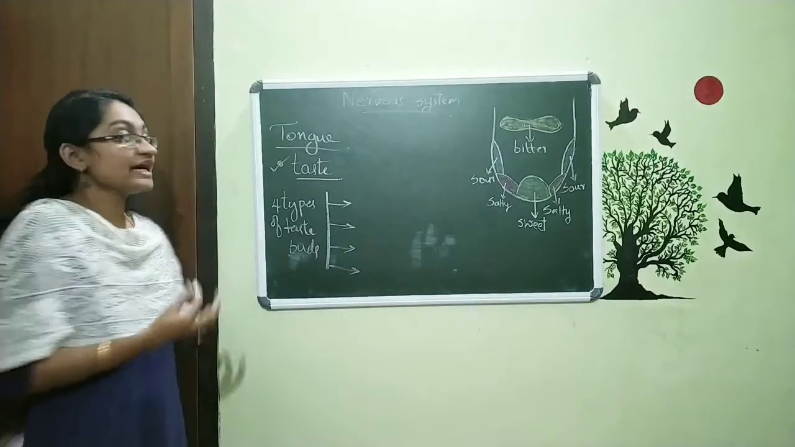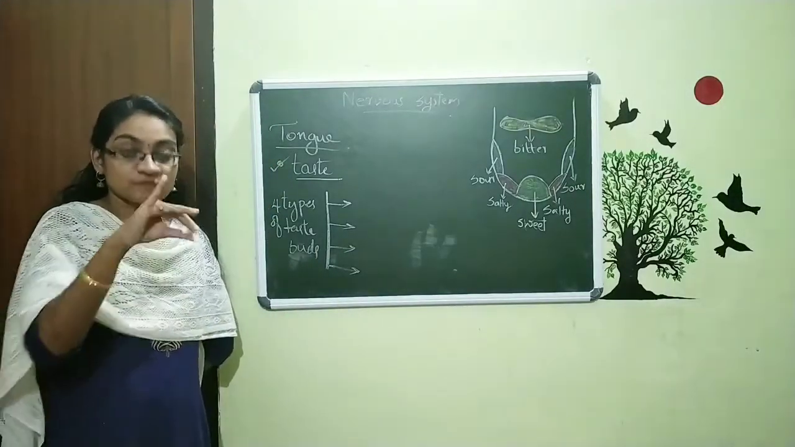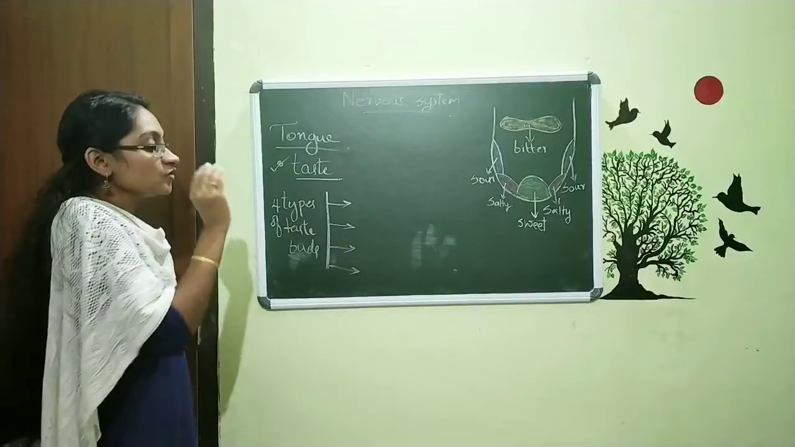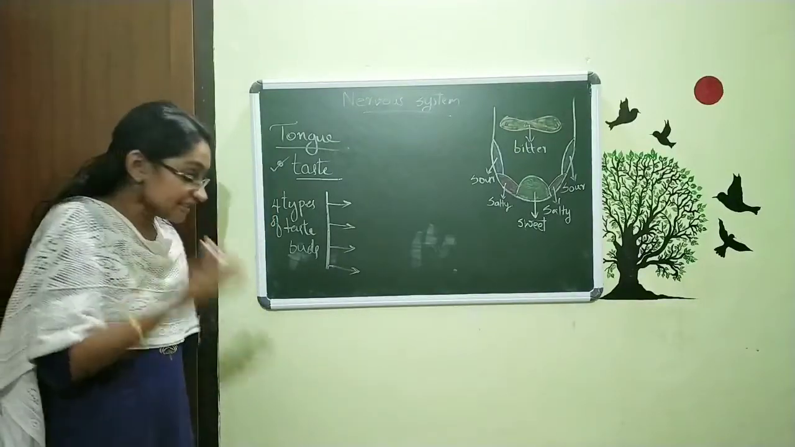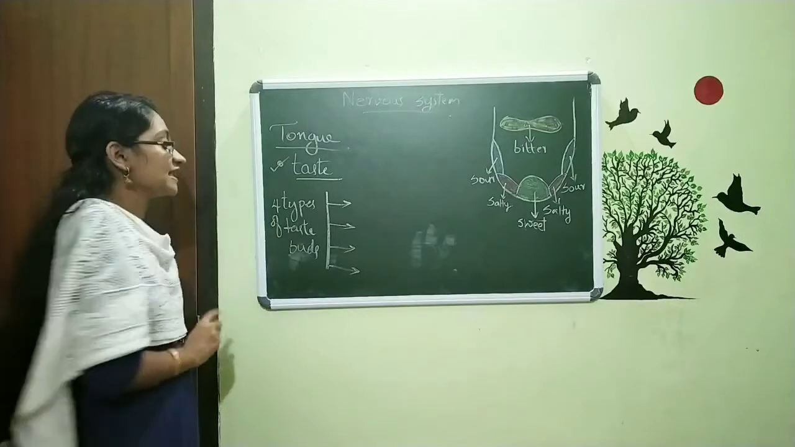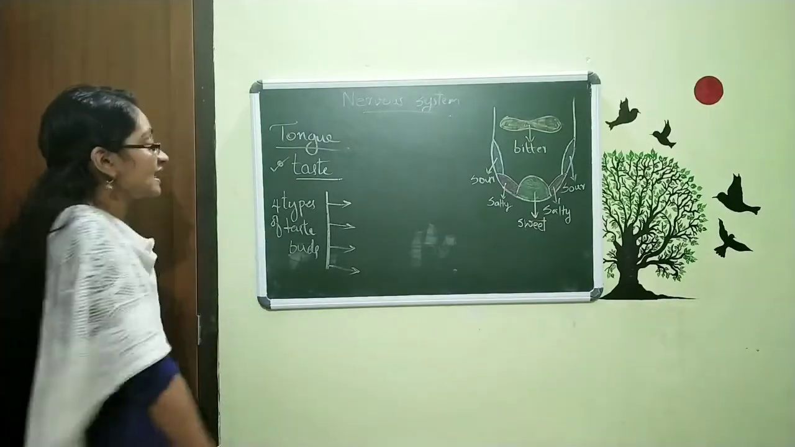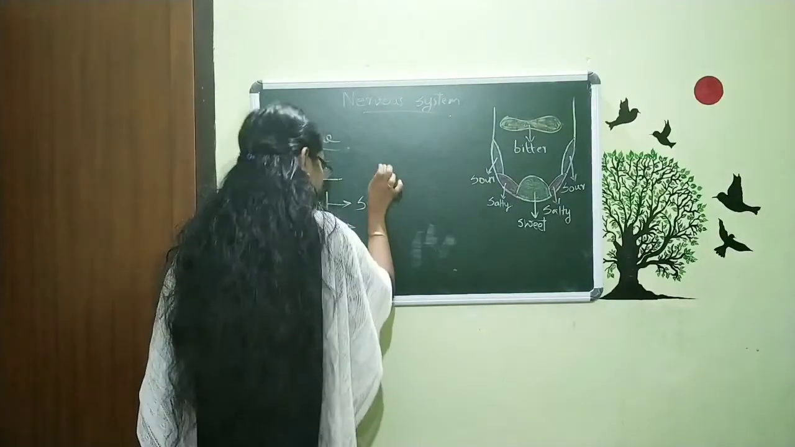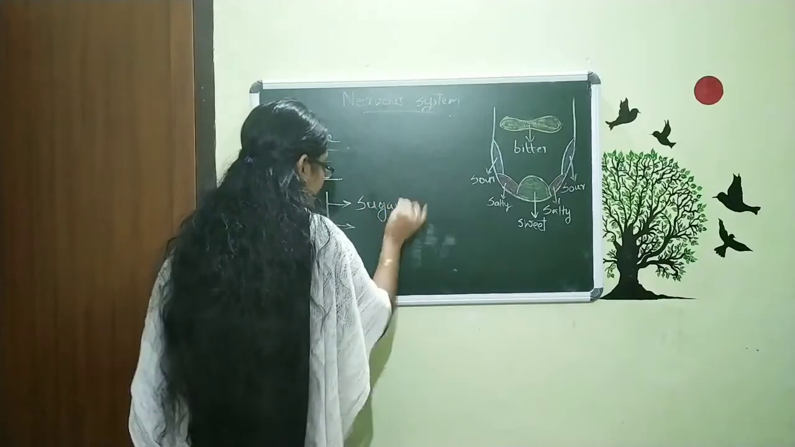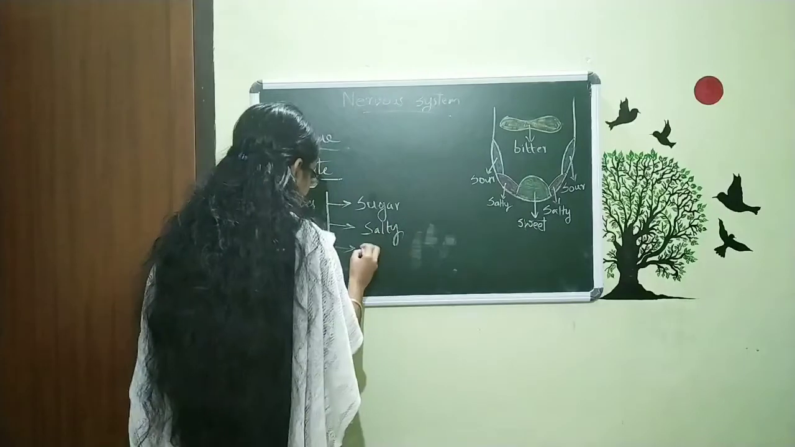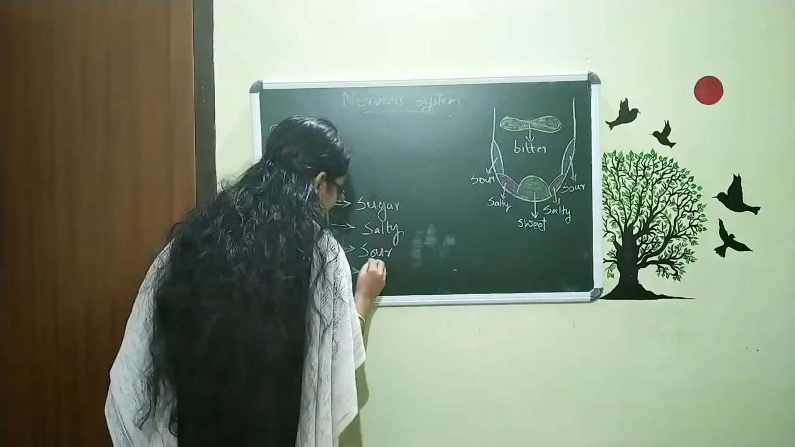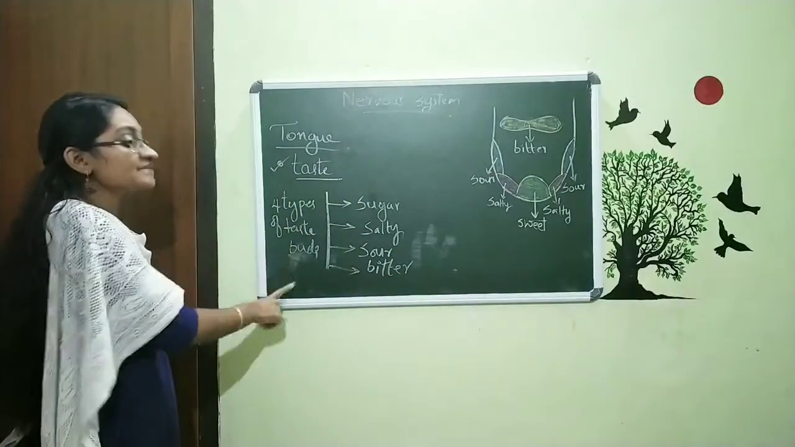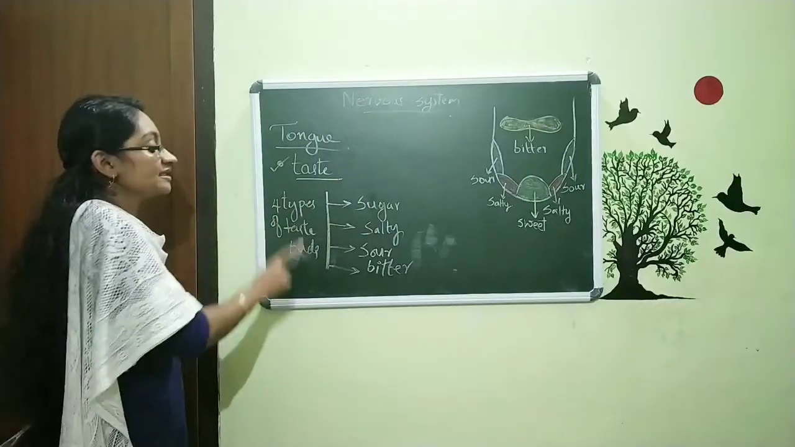We know our tongue identifies different types of taste. Sweet is there, salty is there, sour is there, bitter is there. So, for identifying these different tastes, it needs different types of taste buds. So we can say there are 4 types of taste buds, and they are for sweet or sugar, salty, then sour and bitter.